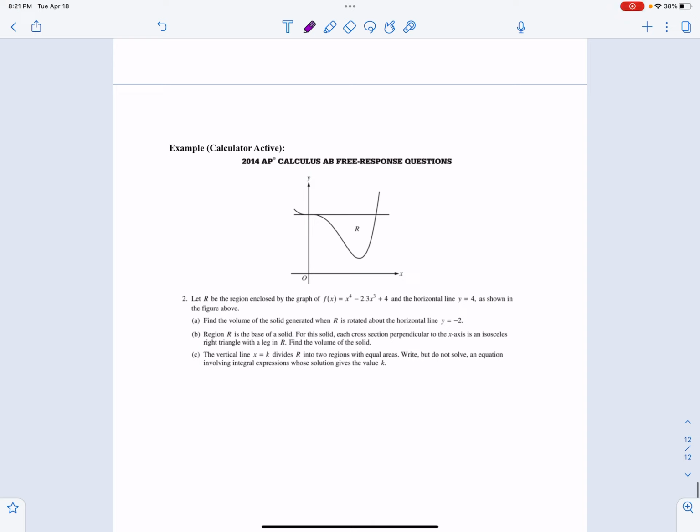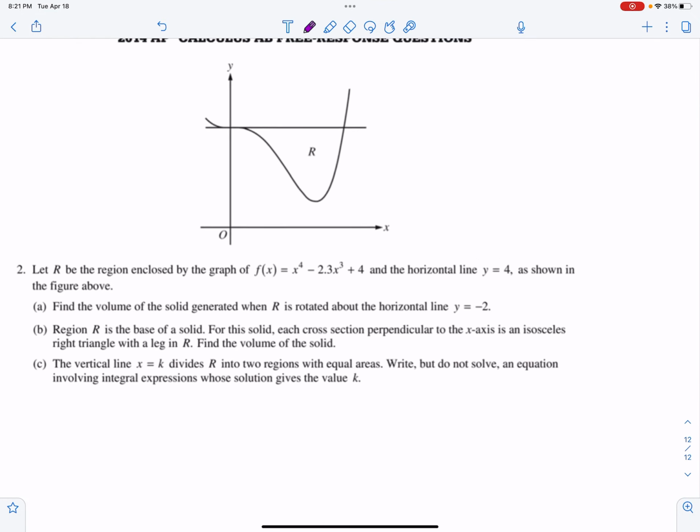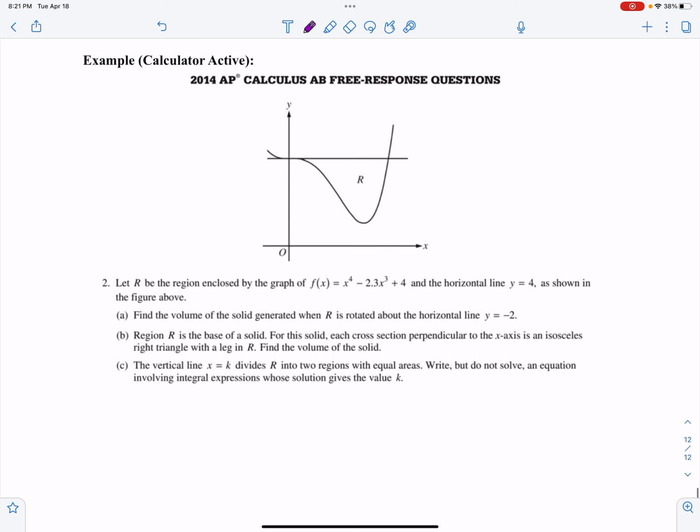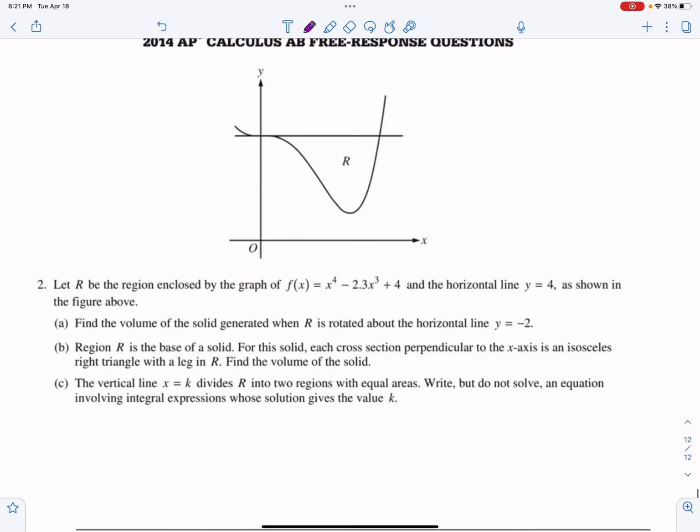Okay, last one, calculator active. Calculator active. Okay, so you could pause the video and give this one a try on your own, and then check your answers. Could have done that with the other ones too.